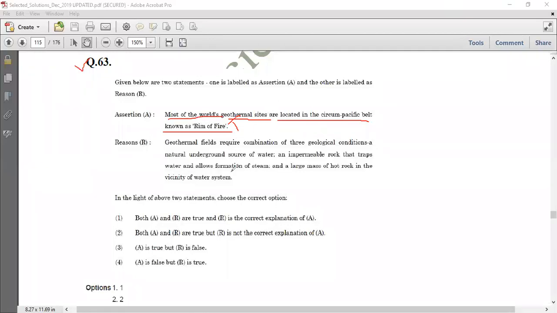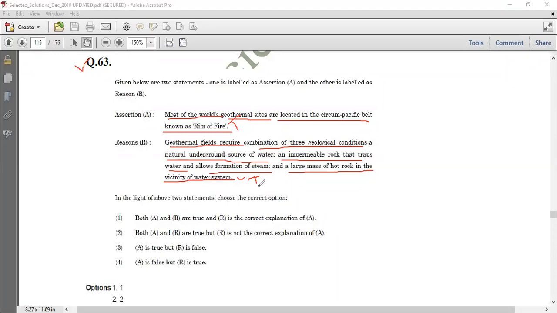This statement is true. Then, geothermal fields require a combination of three geological conditions: a natural underground source of water, an impermeable rock that traps the water and allows formation of steam, and a large mass of hot rock in the vicinity of the water system. Yes, these are required, but just because these are required, that's why not all the locations in the Rim of Fire are suitable. So both statements are true, but they are not explaining each other.